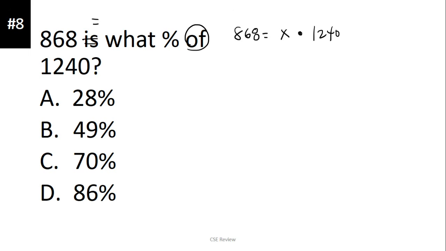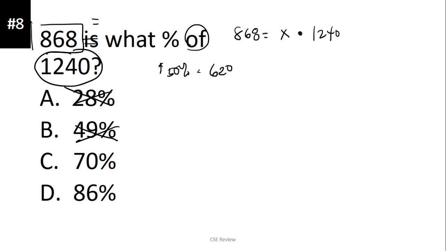So ang una kong tanong is yung 868 kalahati ba siya ng 1,240? Lagpas pa siya ng kalahati. If you notice, ang kalahati na 1,240, ang 1/2 niya, 50%, is kalahati niyan, which is 620. Ito 868, so mas mataas siya, higher siya than 50%. So, ibig sabihin, hindi na pwede itong sagot. Dalawa na lang pinagpipilian natin. We can start to eliminate stuff na.